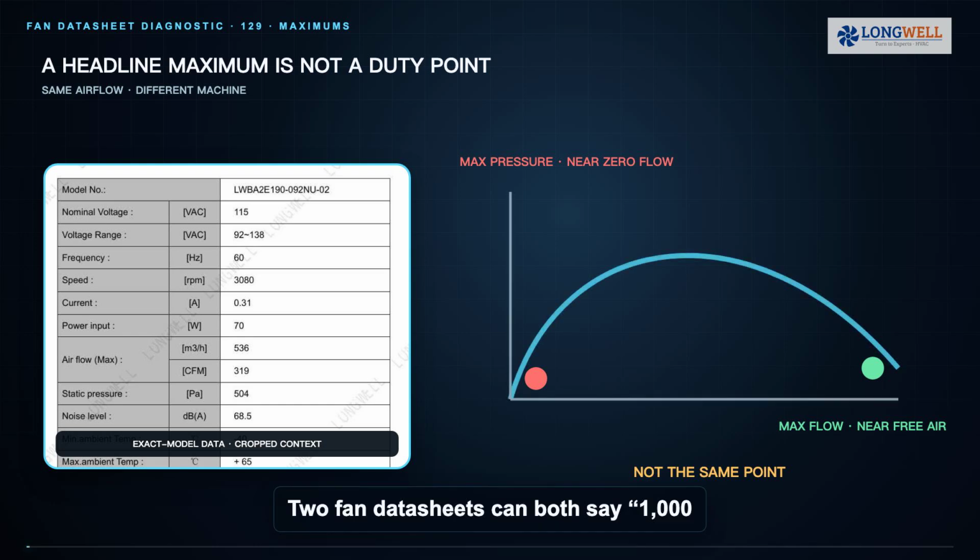Two fan datasheets can both say 1000 cubic meters per hour and still describe completely different machines. One may reach the number only at free air, the other may deliver useful flow against system resistance. A headline maximum is not a buying answer.